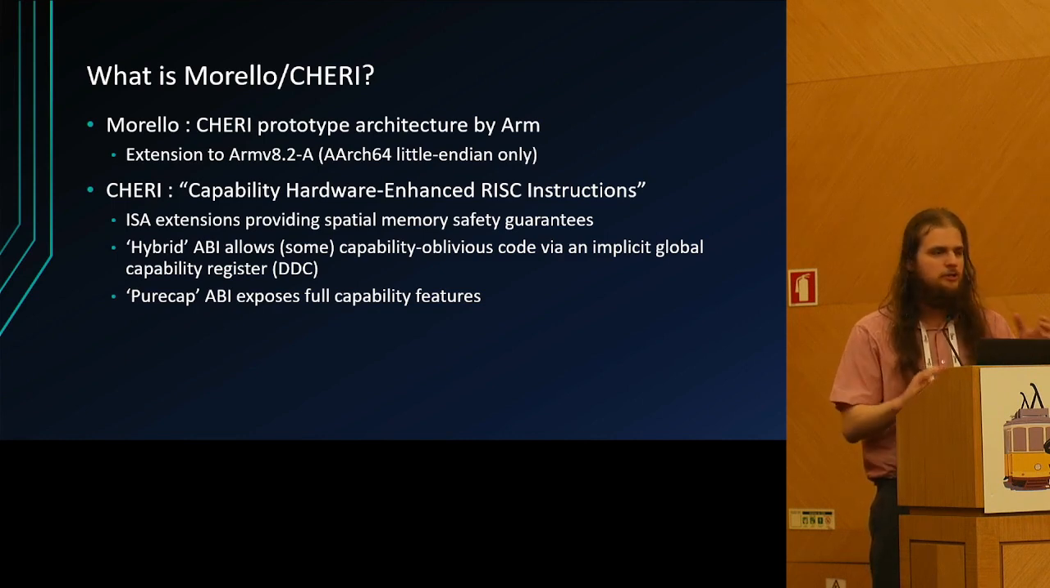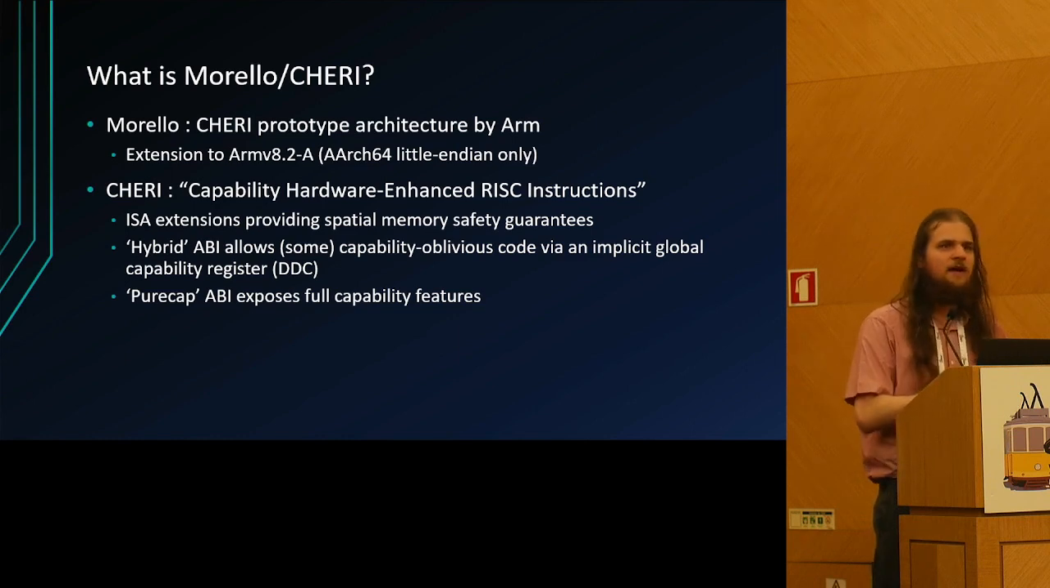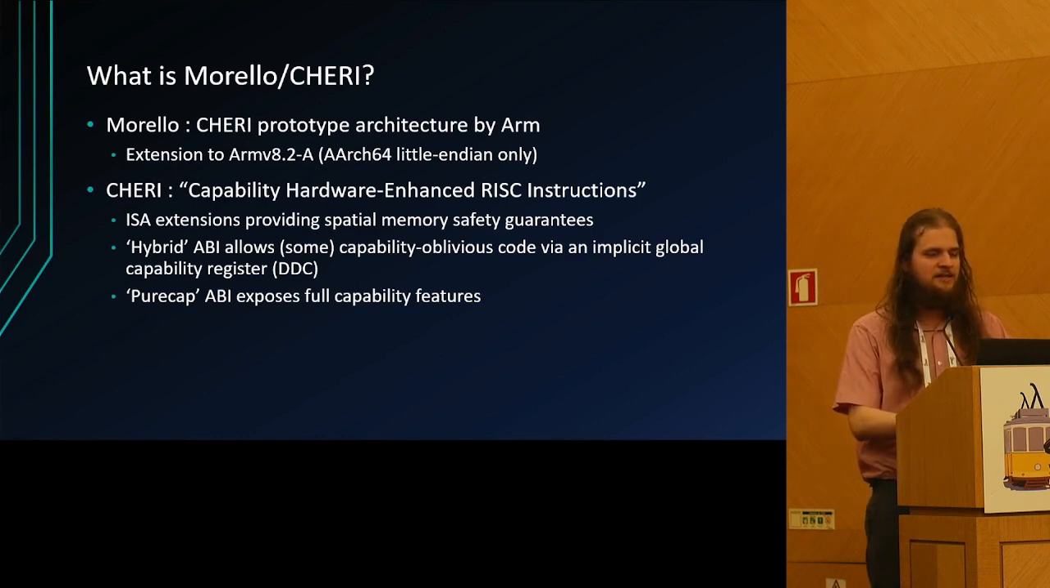You can use two roughly different APIs with it. So the hybrid API allows you to use mostly capability-oblivious code, but run it within the environment that understands these capabilities. It uses some implicit privileges and a global register. You can also use the PureCap API, where your code is compiled fully aware of capabilities, and every pointer winds up being a capability, and it uses the full protection features.